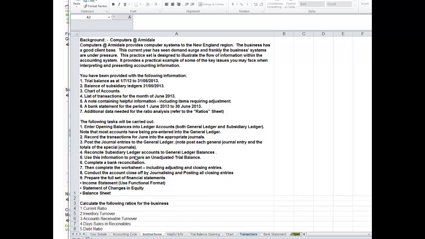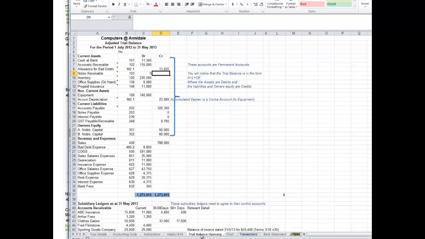Starting point, I'm going to work on the instructions. It says enter the opening balances into the ledger accounts. Where do the opening balances come from? What opening balances are we talking about? We're talking about the opening balances in the trial balance. Now, I would recommend generally, it will help you get a sense of what's happening if you print off this page, especially to start with, the trial balance for computers at Armidale.